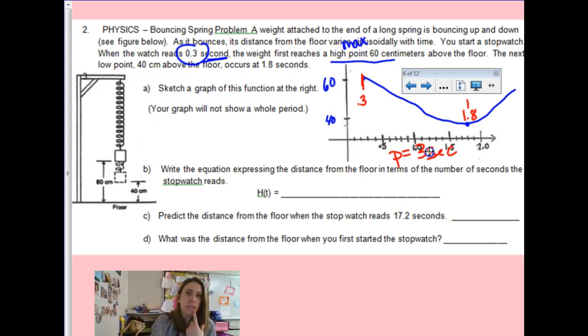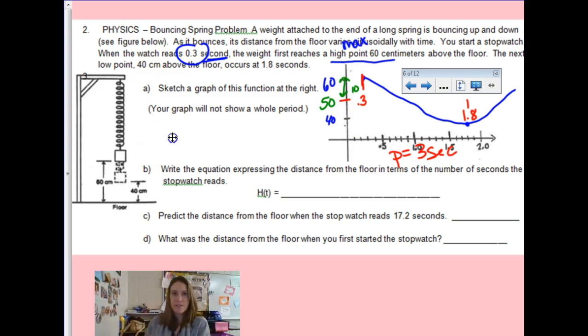So let's see here. What else do we need? I think, as soon as I find my midline, I think I'm okay. All right, so our midline is halfway between 60 and 40, so that would be at 50. And then I can see that my amplitude is a distance of 10. So we're going to have a cosine graph that starts at the max, so it's a regular cosine graph that's been shifted to the right 0.3.